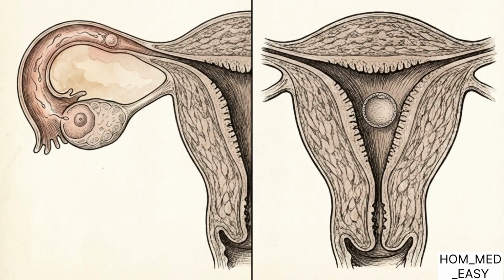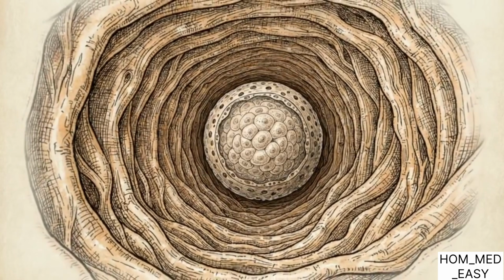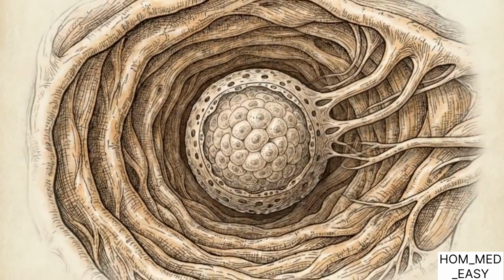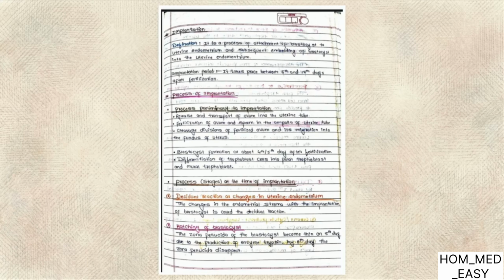Human reproduction begins with a long journey. After fertilization in the ampulla of the uterine tube, the embryo, now a hollow sphere of cells called a blastocyst, travels into the main uterine cavity. But arriving in the uterus is only the first step. To survive, this microscopic sphere must forcefully embed itself into the maternal tissue. This is the exact definition of implantation.